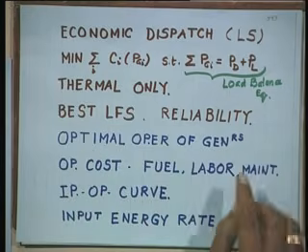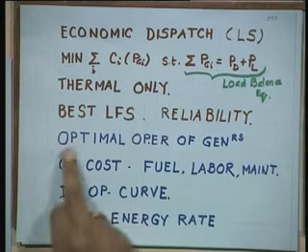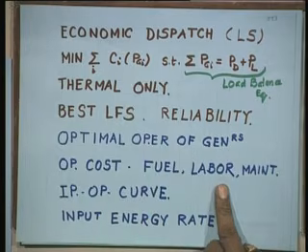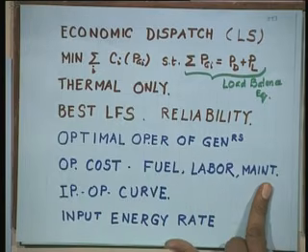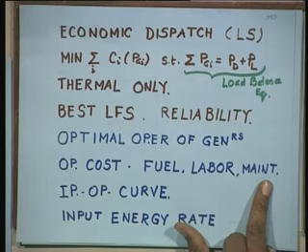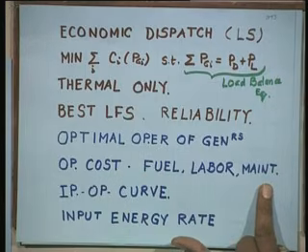Optimal operation of generators, optimization of cost. Cost function, operating cost consists of what? Fuel cost, labor cost, maintenance cost. After all, there are people working in the power plant. You have to pay salary, you have to pay their bonus, you have to pay their LTC. So all this cost gets added to fuel cost, and maintenance is also cost.